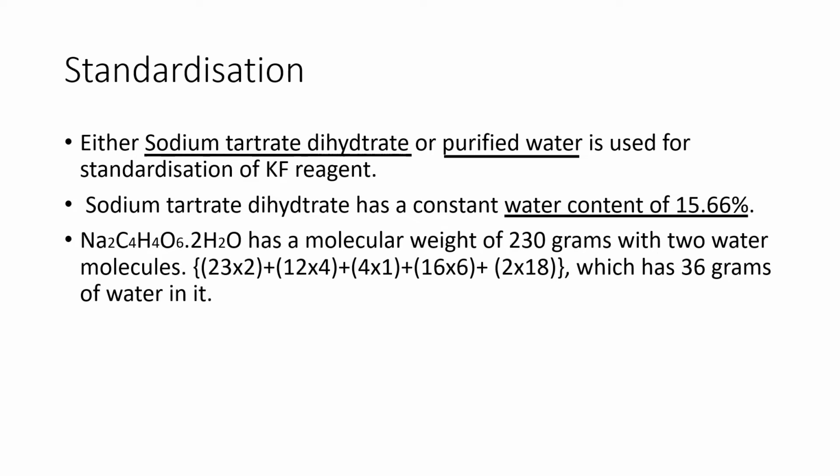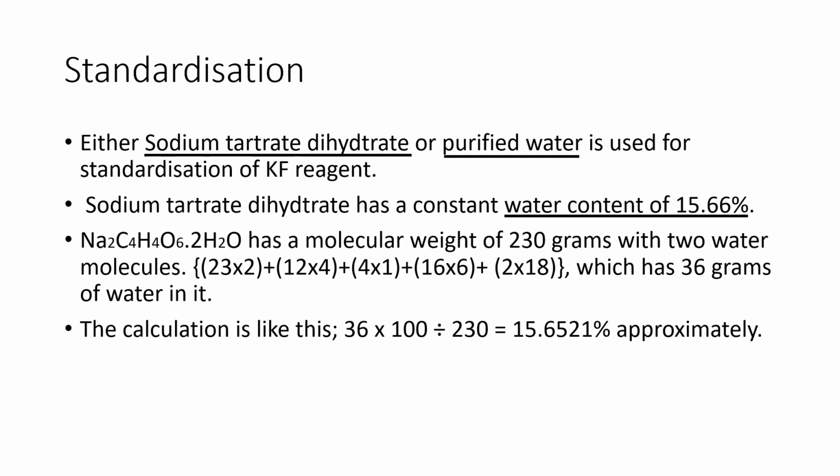See the molecular weight. It has 46 grams of sodium, 48 grams of carbon, 4 grams of hydrogen, 96 grams of oxygen, plus 2 molecules of water with a weight of 36 grams. So the total would be 230. So the calculation is like this: 36 grams of water present in 230 grams of the total molecular weight, times 100, would give you approximately 15.6521% of water.